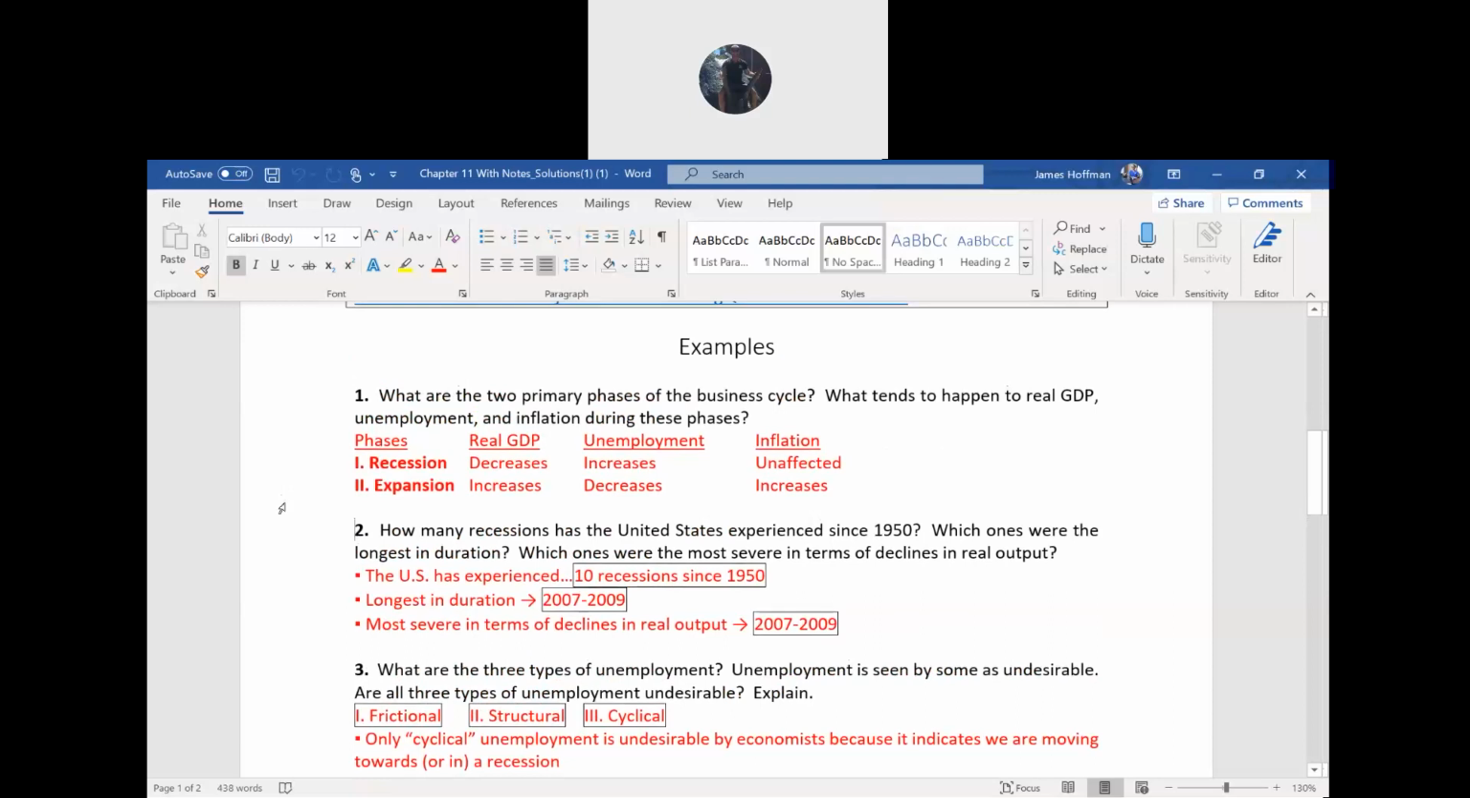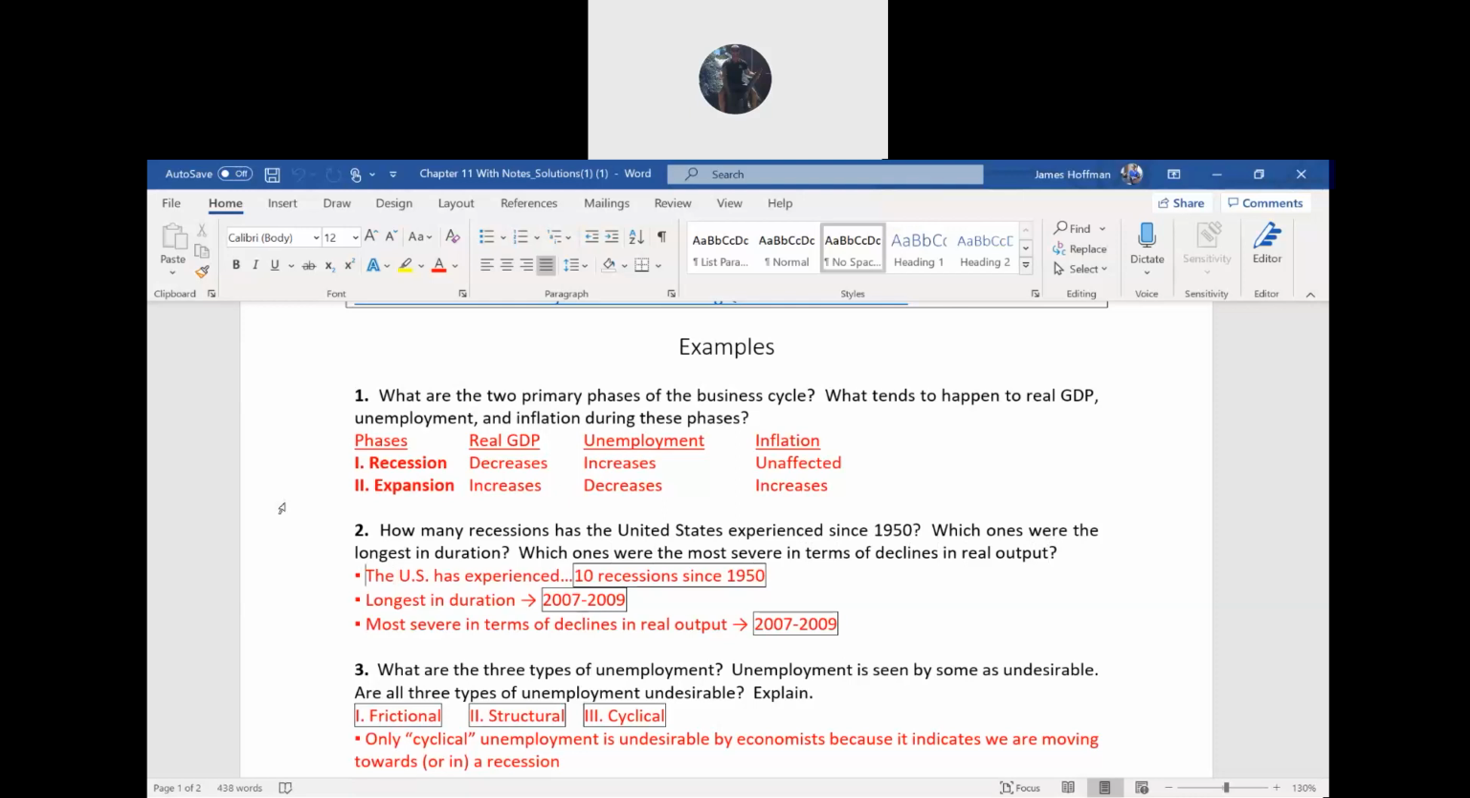Okay. Two. How many recessions has the U.S. experienced since 1950, and then which ones were the longest in duration, and then which ones were the most severe in terms of declines in real output? So not accounting for the current one, because that hasn't officially been announced as a recession, even though you can think of it as one.